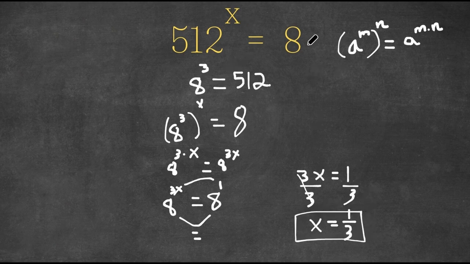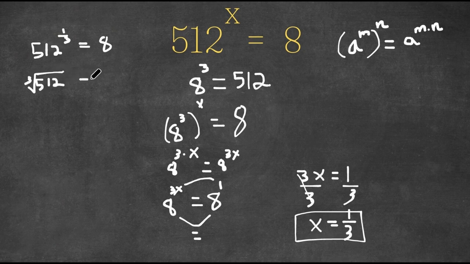Now, if we plug it into our equation, we have 512 to the power of 1 over 3 equals 8. Well, 512 to the power of 1 over 3 is the same thing as the cube root of 512 equals 8. And the cube root of 512, so what to the power of 3 equals 512? 8. 8 to the power of 3 equals 512, so this is equal to 8, and 8 equals 8. So this is right, meaning our solution is right.